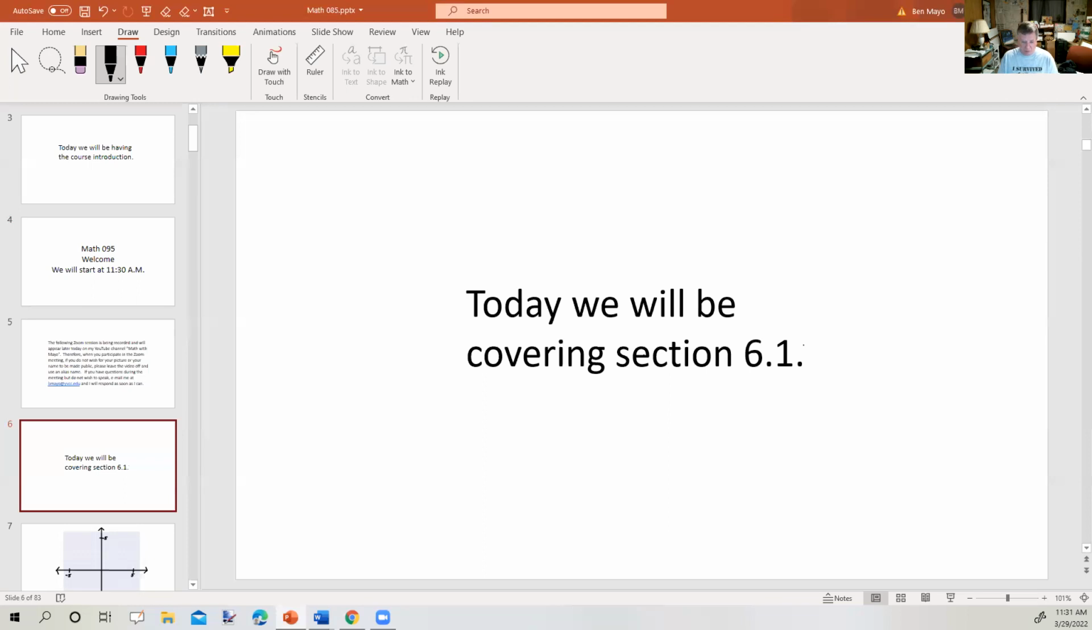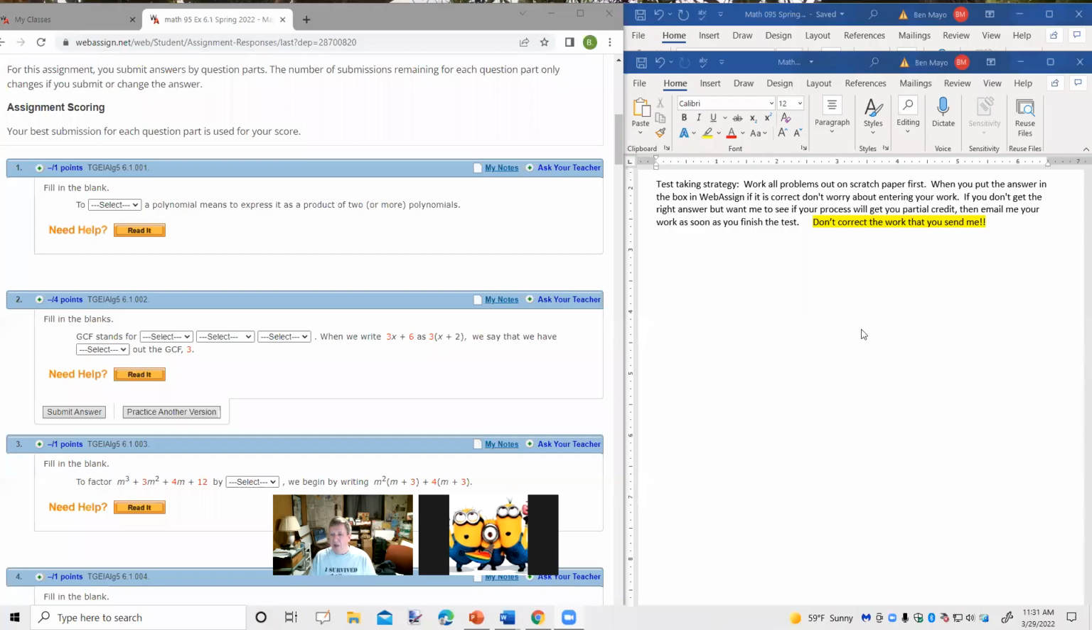Let's see. Oh, I know what I want to do. I want to switch screens, and let's talk about test taking strategy. Because this is something that people always somehow misunderstand. I added a sentence here to clarify it. It says, work all problems out on scratch paper first. When you put the answer in the box in WebAssign, if it is correct, don't worry about entering your work. If you don't get the right answer, but want me to see if your process will get you partial credit, then email me your work as soon as you finish the test.